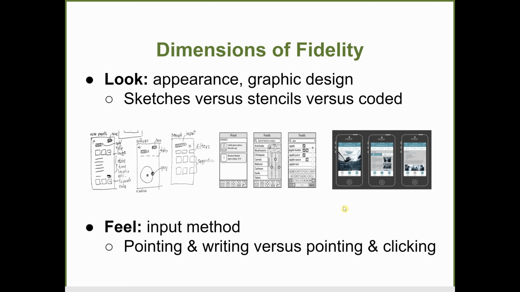The second dimension is feel. Feel refers to the mode of interaction with the prototype. With paper prototypes, you only allow users to use their fingers to represent mouse clicks or touch actions. Or you can ask them to write with pencil on the prototype to simulate typing. But in a high fidelity prototype, you can allow the user to experience more natural interactions.